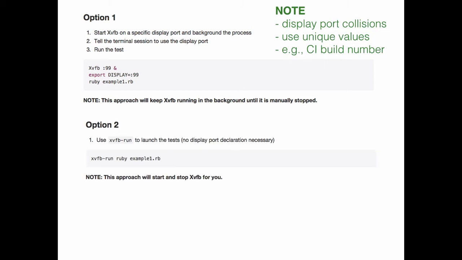Alternatively, you can just use the XVFB run binary, and you just prepend that in front of your test execution command, and it will actually start and stop and set the display value for you for XVFB. And if you're fortunate enough to be using Ruby, then you can just use the headless gem and then update your setup and teardown with a little bit of code to take care of the XVFB session for you.